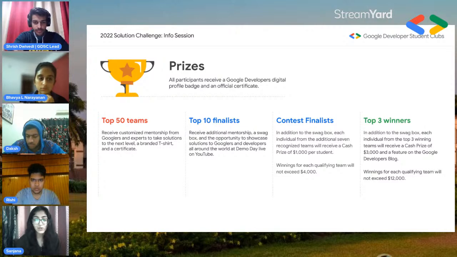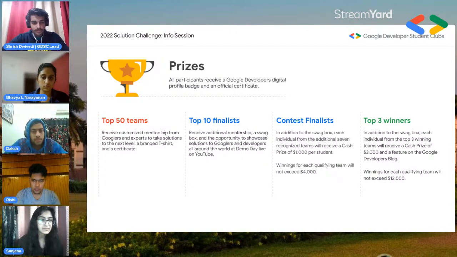And finally, the top three winners, they will receive a swag box, of course, but all the members will also receive a cash prize of $3,000 and a feature on the Google Developers blog, which is okay and kind of unbelievable. Other than that, all participants will also receive a Google Developers digital profile badge and an official certificate. So now moving on to the judging criteria.